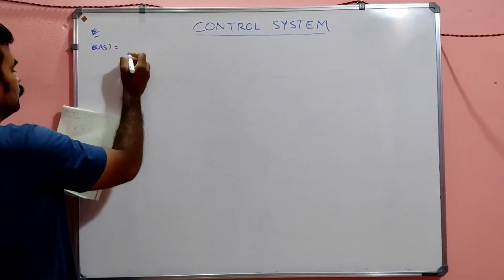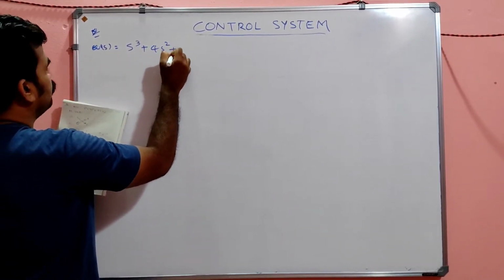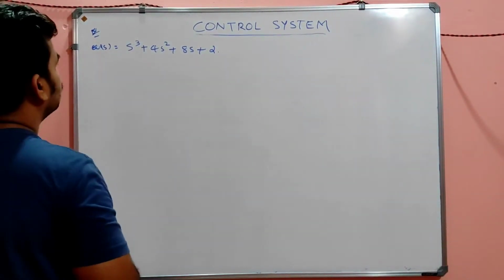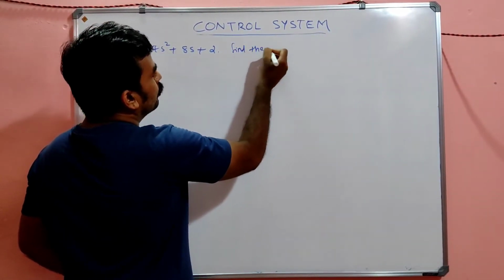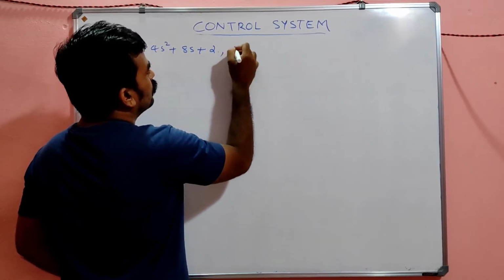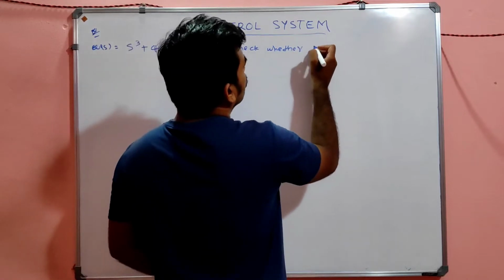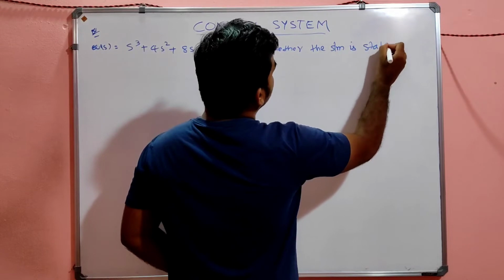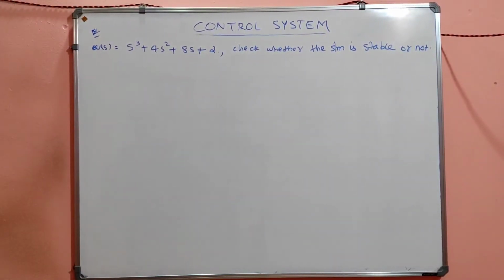Q of S is equal to S cube plus 4S square plus 8S plus 2. Check whether the system is stable or not. So this is the question, my dear.